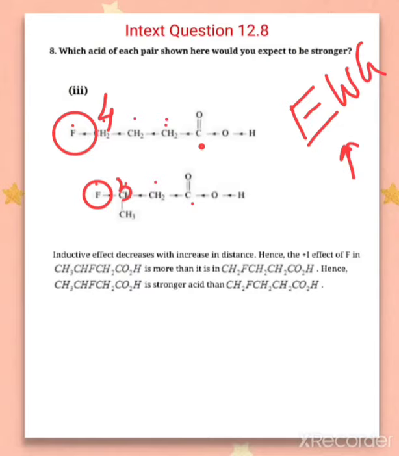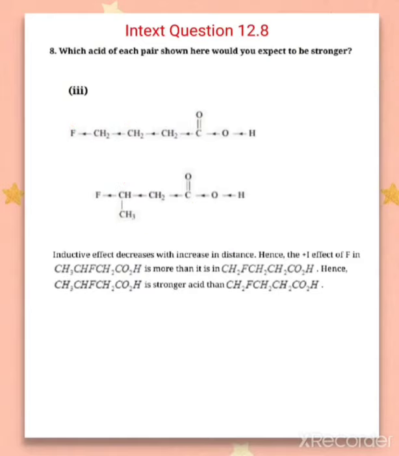But what is the difference here? The distance of the electron withdrawing group from the carboxylic acid is different. Here in the first case it is quite far, but in the second case it is at a lesser distance. So the inductive effect decreases with the increase in distance. So when you compare both cases, the distance of the F from the carboxylic acid is more in the first case than in the second.